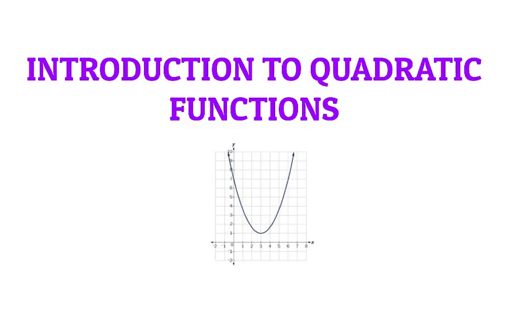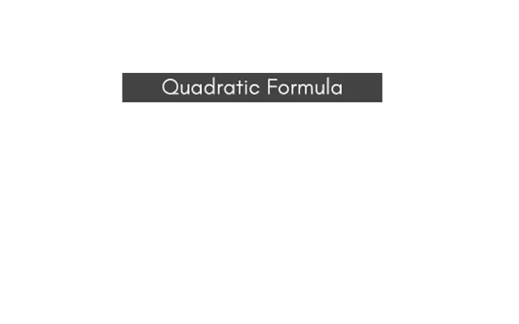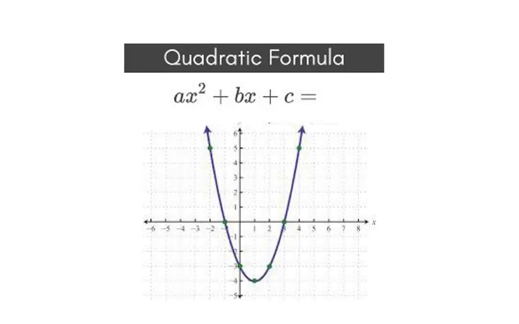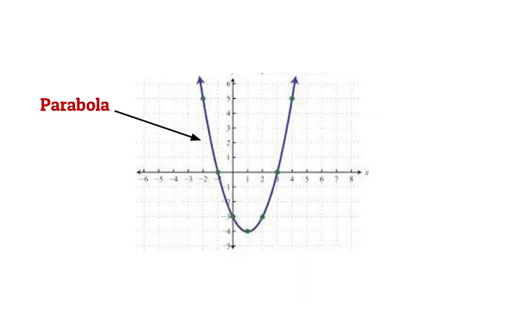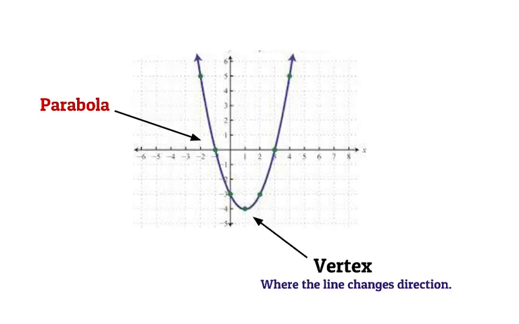This video is an introduction to quadratic functions. Now, quadratic functions have a formula. It is ax squared plus bx plus c. And when you are dealing with a quadratic formula, you're going to create a U-shaped graph that's called a parabola. Now, every parabola has a vertex. The vertex is where the line changes direction.